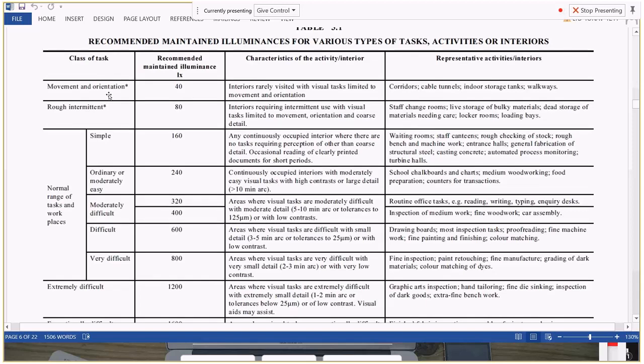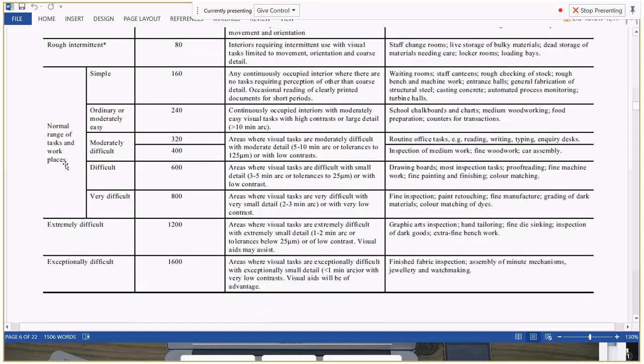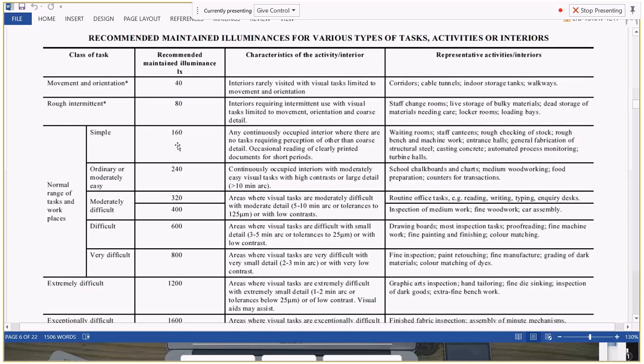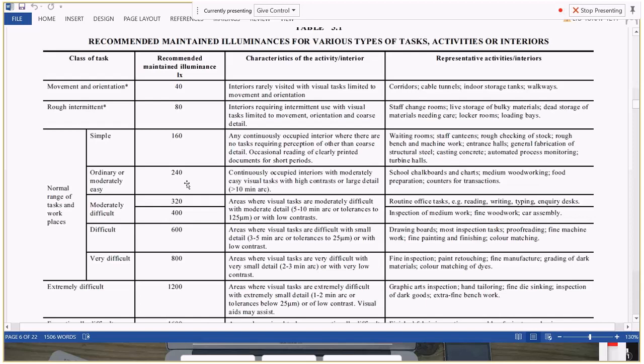Then moving down here, normal range of tasks and workplaces. That's probably getting a little bit more towards what we're dealing with. We've got simple, ordinary, moderate, difficult, very difficult. We can have a look here: waiting rooms, school chalkboards, routine office tasks, inspection of medium work, drawing boards, most inspection tasks, etc. Fine inspection, paint retouching, fine manufacturing, grading of dark materials, etc. So we're not down this end of the spectrum, not really down this end of the spectrum either. We're somewhere in the middle. I'd suggest that 320 lux. So yeah, we spoke about lumens.